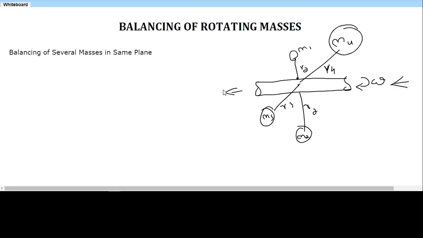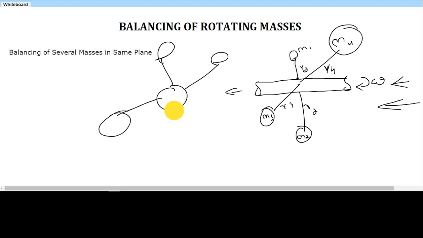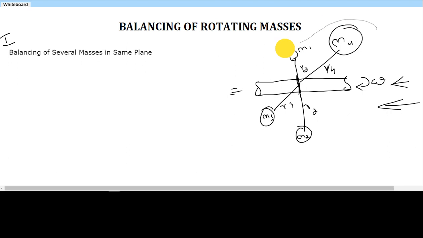If you see from the side view, what you will see is a rod with several masses attached to it. All of these masses will be in the same plane because all masses are attached at the same section of the rotating object. So this is the first type of numericals, and we will deal with a numerical to help you understand how to solve this kind of question.